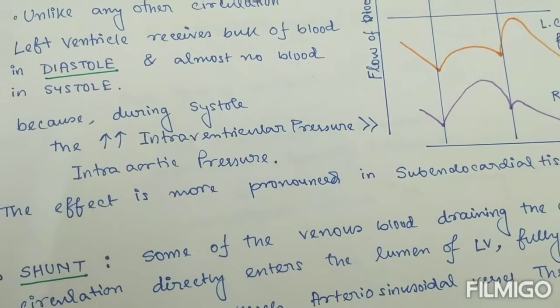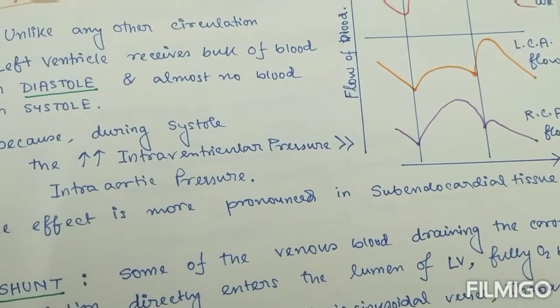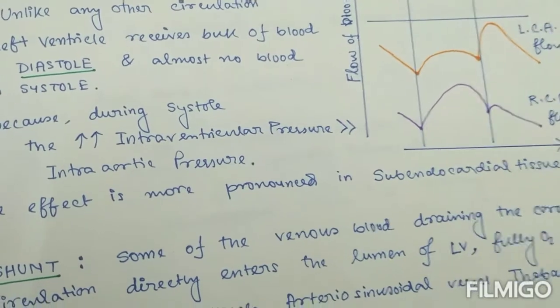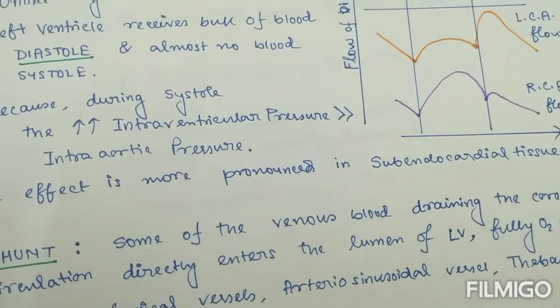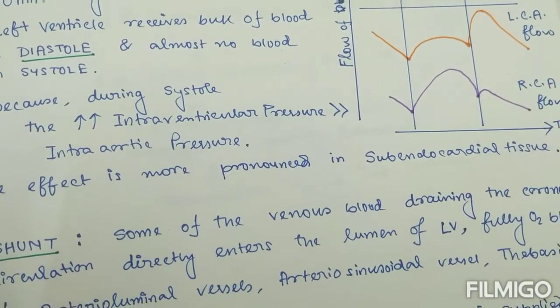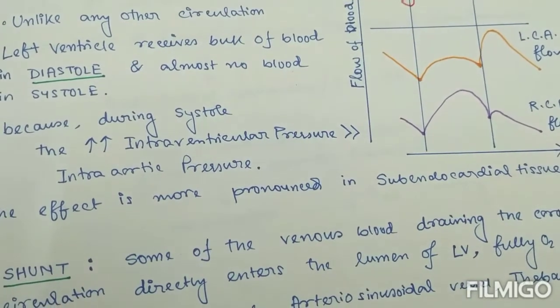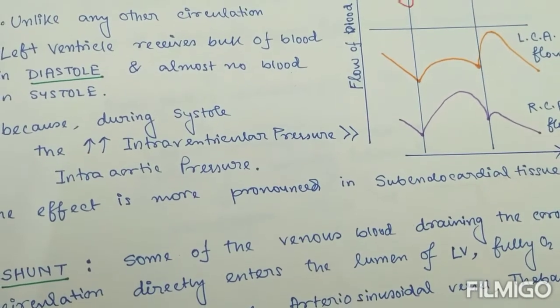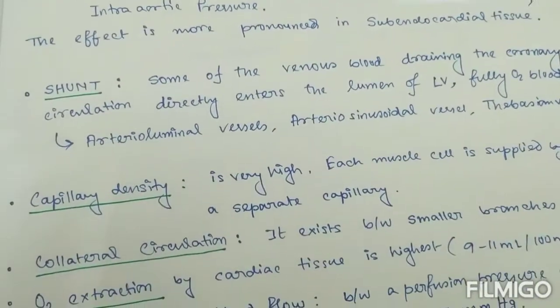And the effect is more pronounced in subendocardial tissue. This can easily be appreciated because the subendocardial tissue is the innermost part and the pressure exerted in this part is maximum. So it will get least amount of blood during systole but get much amount of blood in diastole.